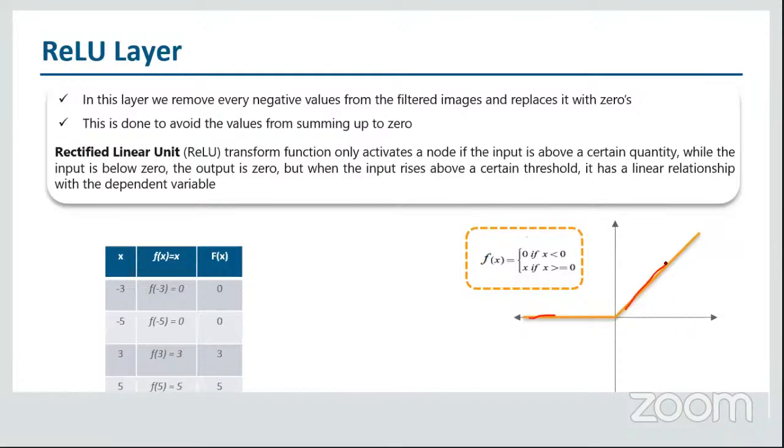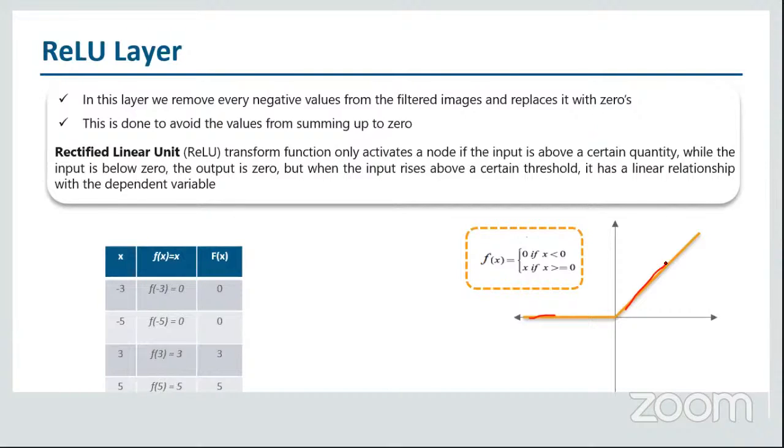This is done to avoid the values from summing up to 0. So ReLU by definition is rectified linear unit. Basically, it is a transform function that only activates if the input is above a certain quantity, while if the input is below 0, the output is 0.